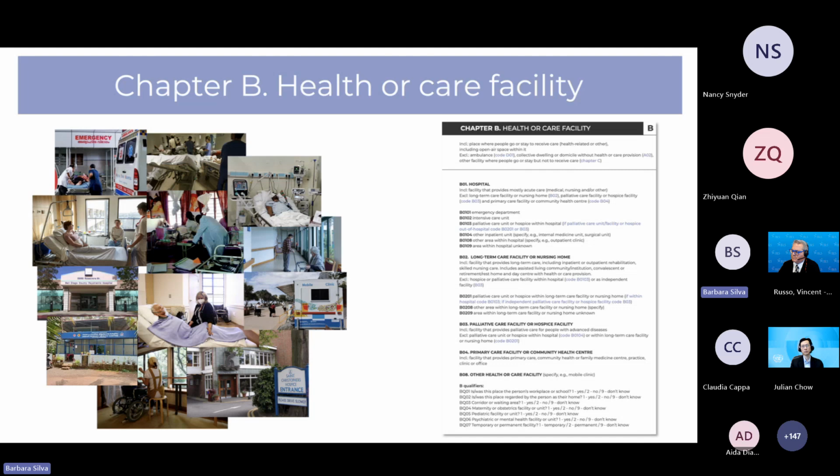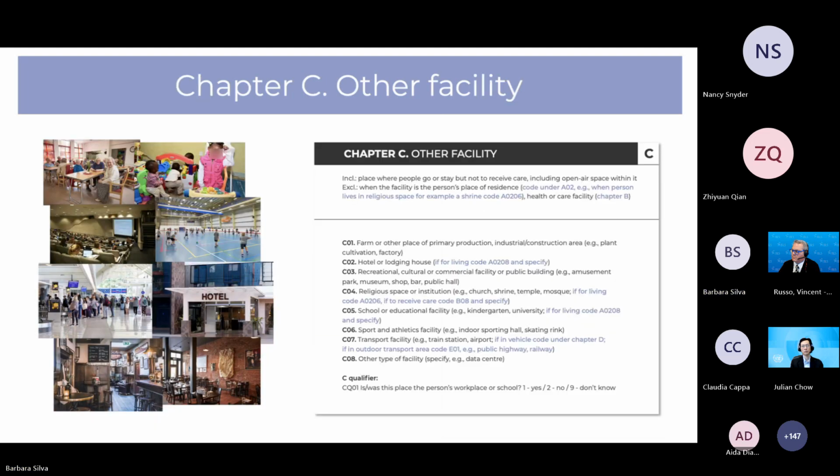But you then see other places in this chapter, including long-term care facilities or nursing homes, palliative care facilities, hospice facilities, and primary care settings as well. In the qualifiers, I would highlight some as well. They allow us to understand whether the person was in a pediatric or in a psychiatric setting, whether the person was in a corridor or a waiting area, for example.